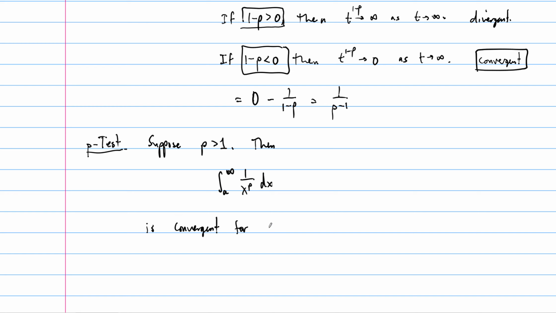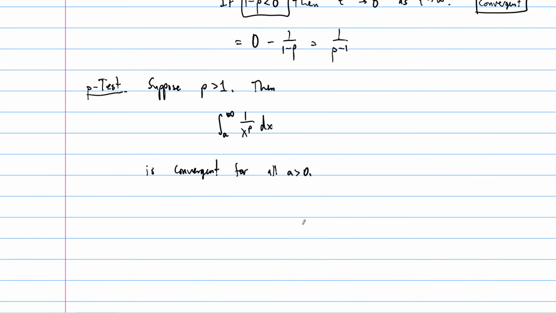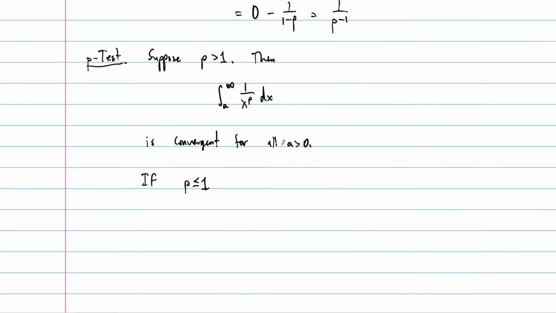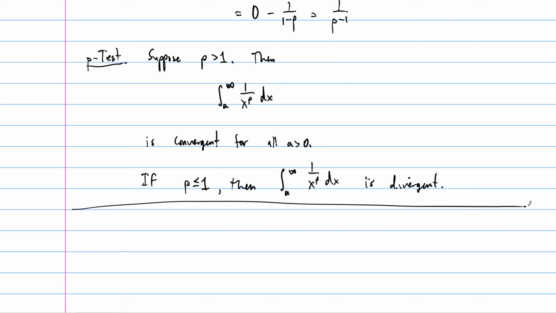This is convergent for all a greater than 0. And divergent: the other side of the p-test is that if p is less than or equal to 1, less than or equal to, right? We got less than from here, we got equal to from here. If it's less than or equal to 1, then this integral from a to infinity of 1 over x to the p dx is divergent. So we can use that to easily help us with some of these problems.